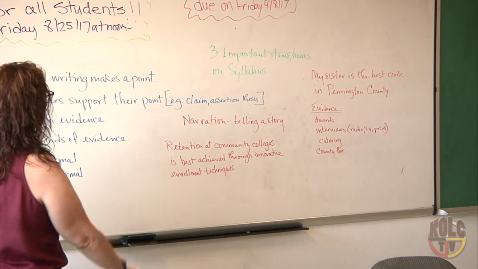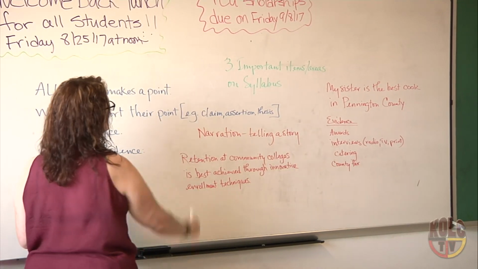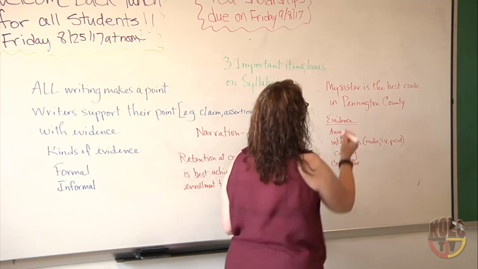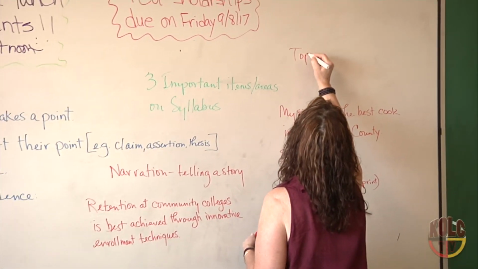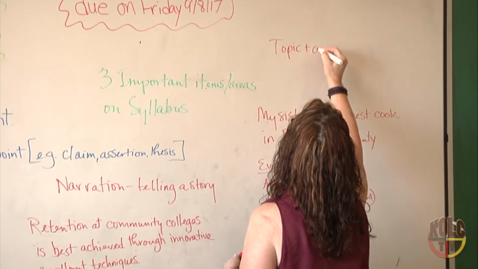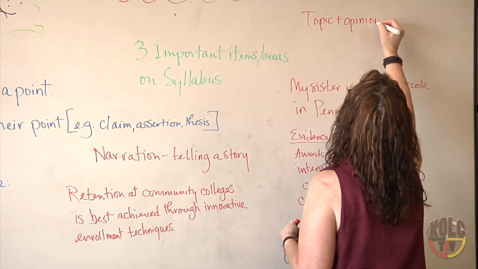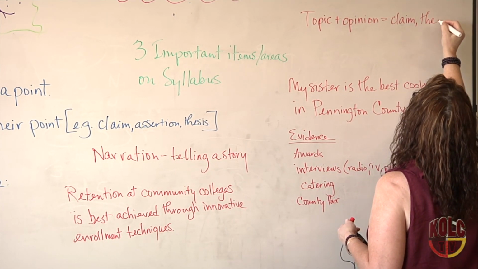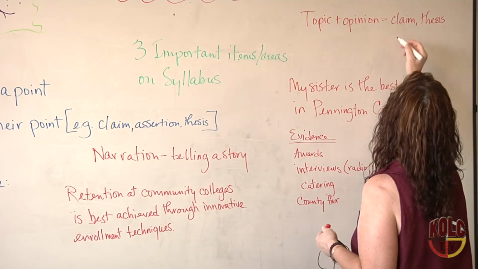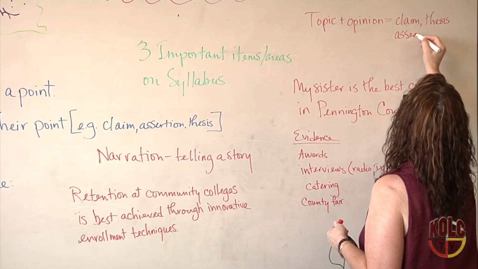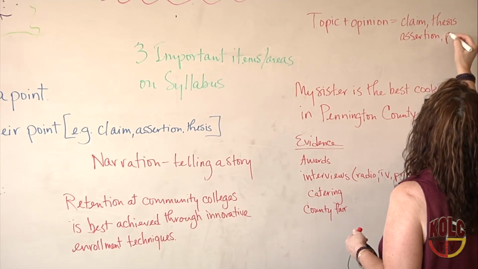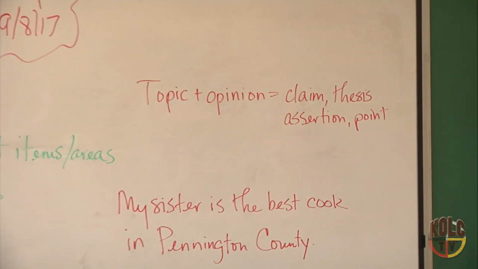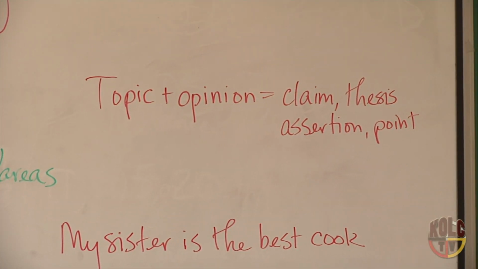All a claim is, really, all a point or a claim or an assertion is an opinion about a topic. So if you have a topic in mind and you form an opinion about it, that equals a claim. Okay? That's your assertion. Any of those words are fairly interchangeable. So what do you think I'm going to use as evidence to prove that?